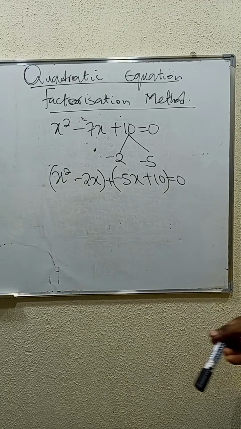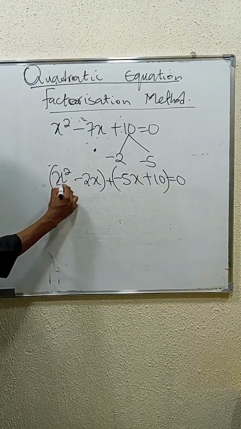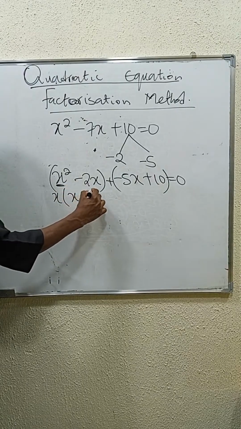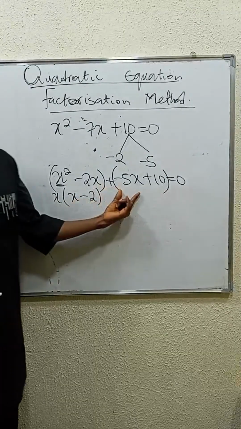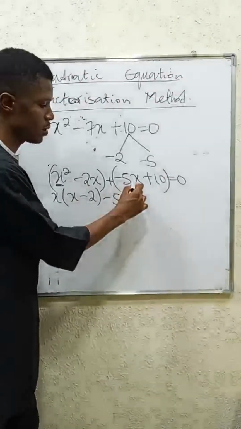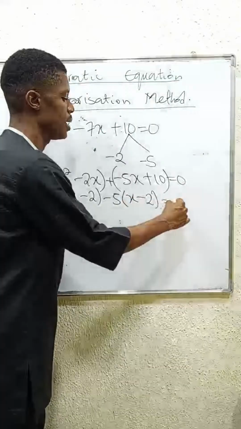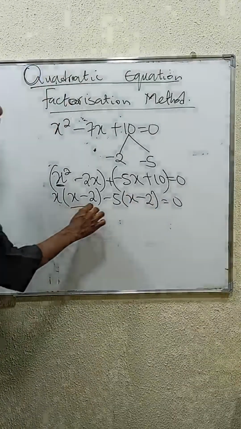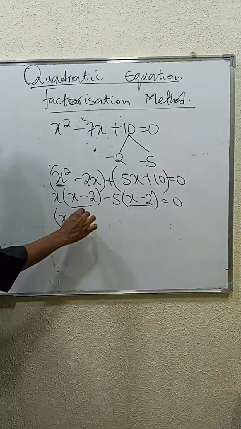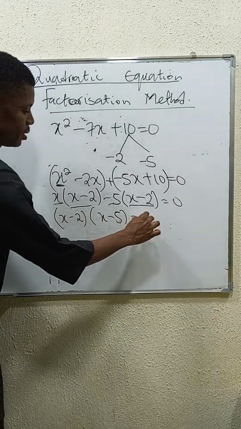Okay, that notwithstanding, you can now see that if you look at x squared and x, you can factor out x from here. Factoring out x, you are left with x minus 2. Then if you look at this, you can factor out the common term, minus 5. Factor out minus 5, you are left with x minus 2, and that's 0. Understand, we've made these brackets the same, x minus 2, right? So we bring it out, x minus 2. Then we use this to form x minus 5 is 0.